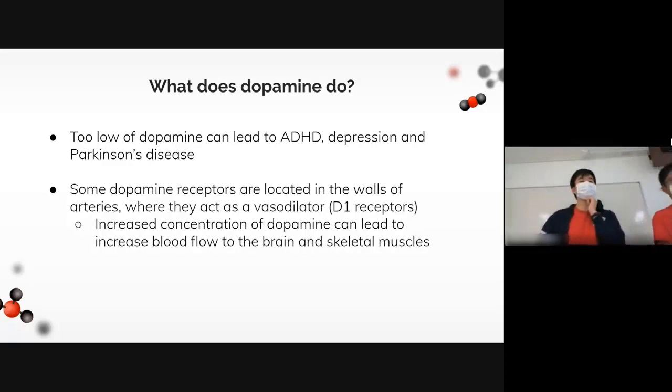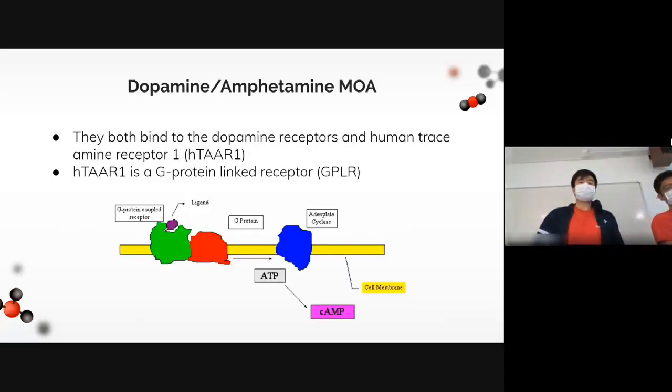Some other facts you need to know: some of the dopamine receptors, known as D1 receptors, can be found on the walls of the arteries. If dopamine binds to them, it can act as a vasodilator. That means it increases the size of your blood vessels and allows more blood flow to that part of the body. So if you have more blood and more oxygen, with more respiration, the muscle contractions can be more vigorous and you can act, think, and perform better. Now, how does it actually work?